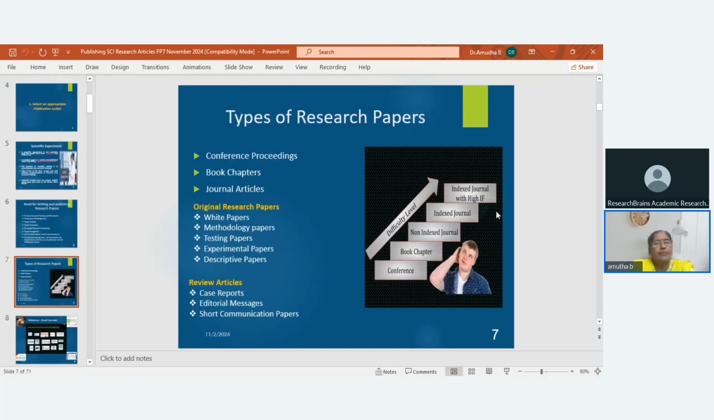So coming to the types of research papers, we can have lots and lots of monographs, booklets, book chapters, journal articles, conference proceedings, all that are available. So you can see the diagram. The diagram indicates conference, book chapter, non-indexed journals, indexed journal with a high impact factor. Like that, research papers can be published. The original research papers, you can have white papers, you can see.